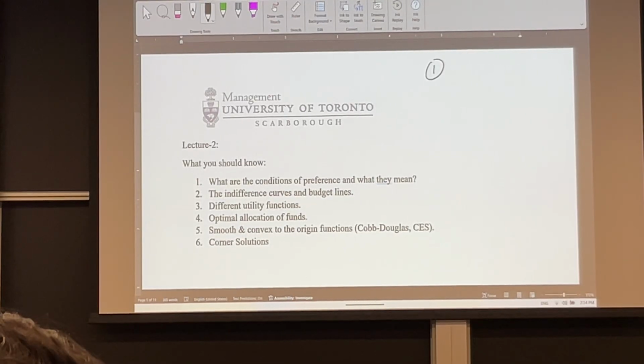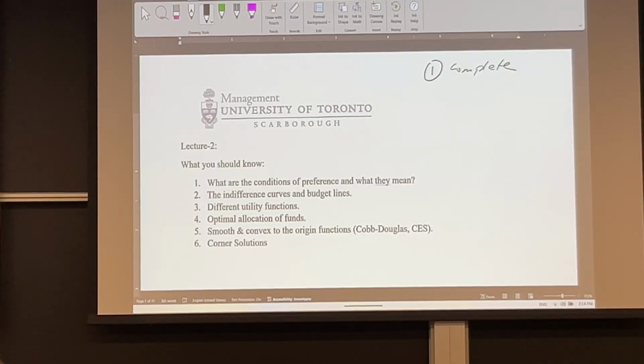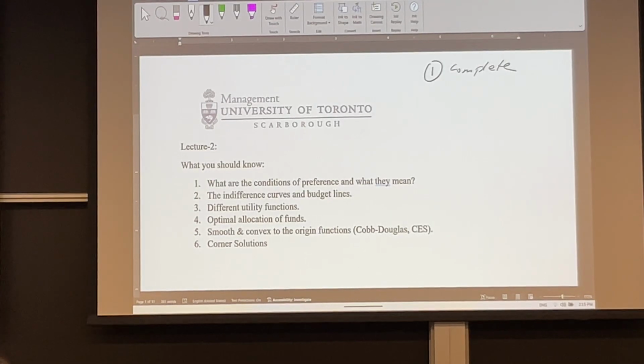Complete. Complete means the individual can identify their preference. So if you give them two bundles, A and B, they can say A is better than B, B is better than A, or they're the same. If you say, well, let me think about it, I don't know, which often happens, how can you put it in math? Makes sense? Impossible. So, we assume the preference is complete.